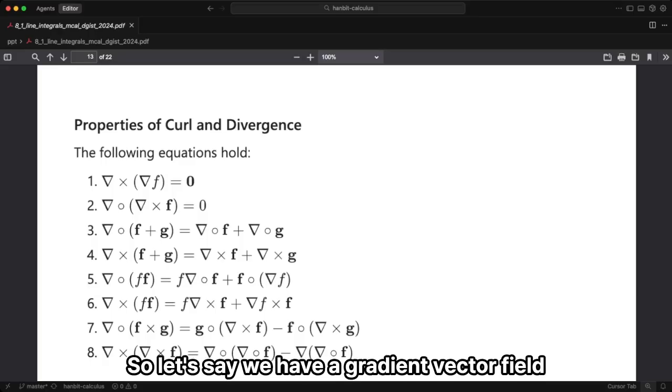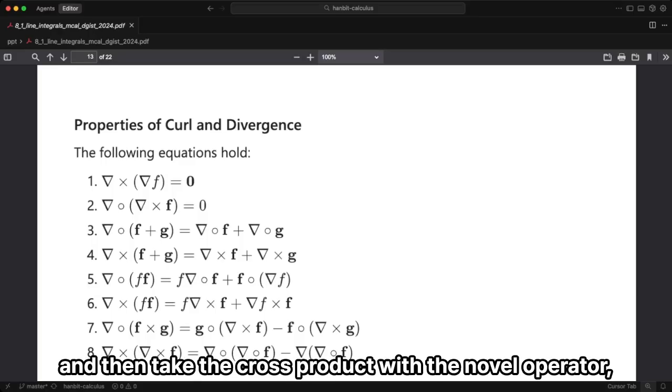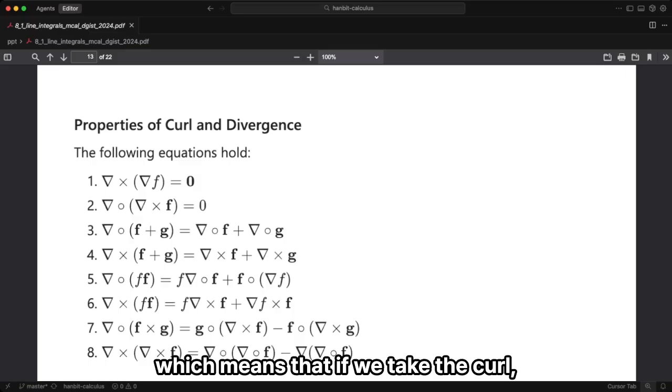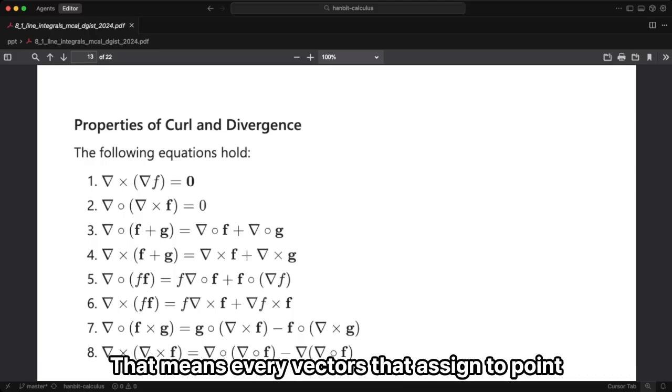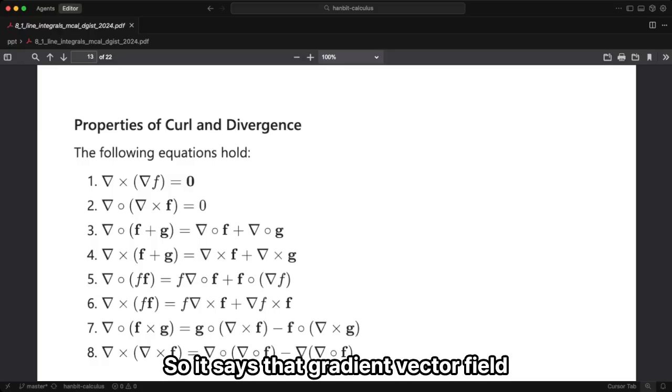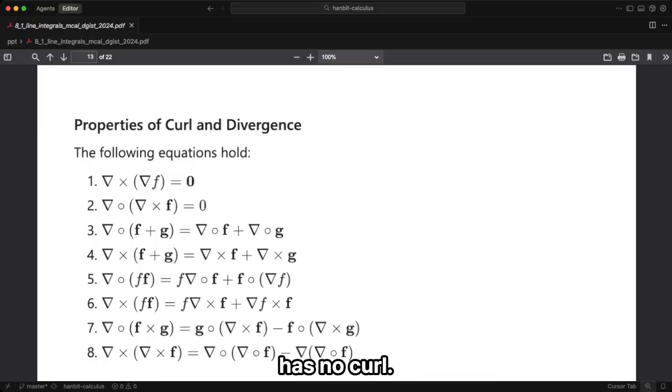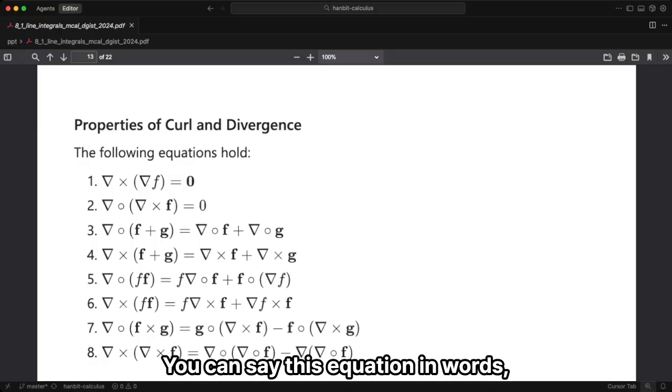So let's say we have a gradient vector field and then take the cross product with the nabla operator, which means that we take the curl. What does that mean? The first equation says it's 0. So 0 here is boldface 0, meaning that it's not just scalar 0 or a real valued function 0. It's a 0 vector field. That means every vector assigned to a point is always a 0 vector. So it says that the gradient vector field has no curl. You can say this equation in words: the gradient vector field has no curl.